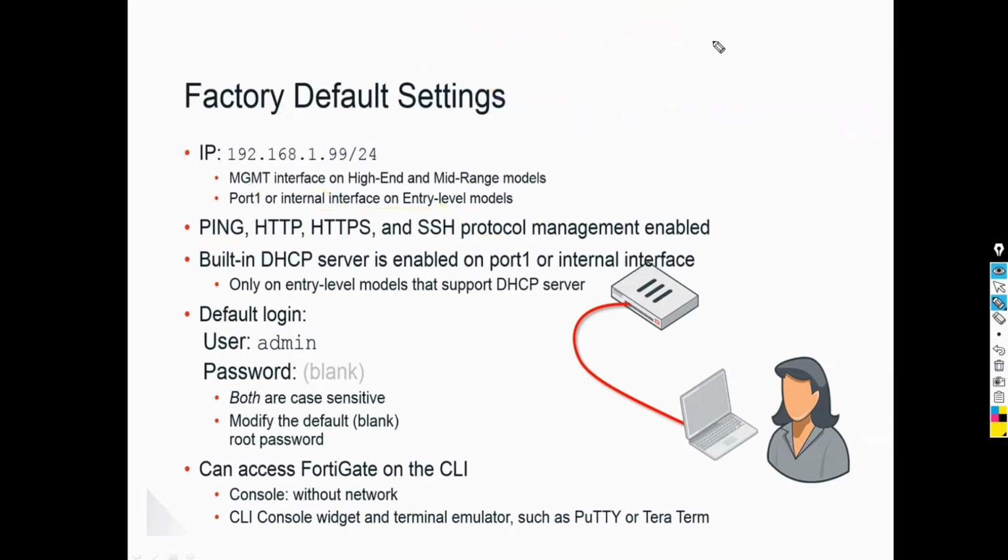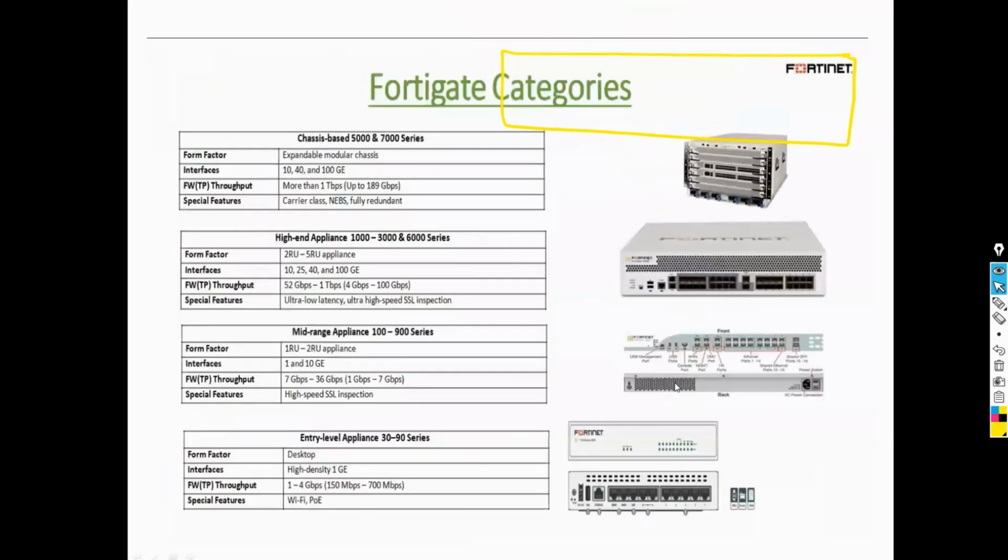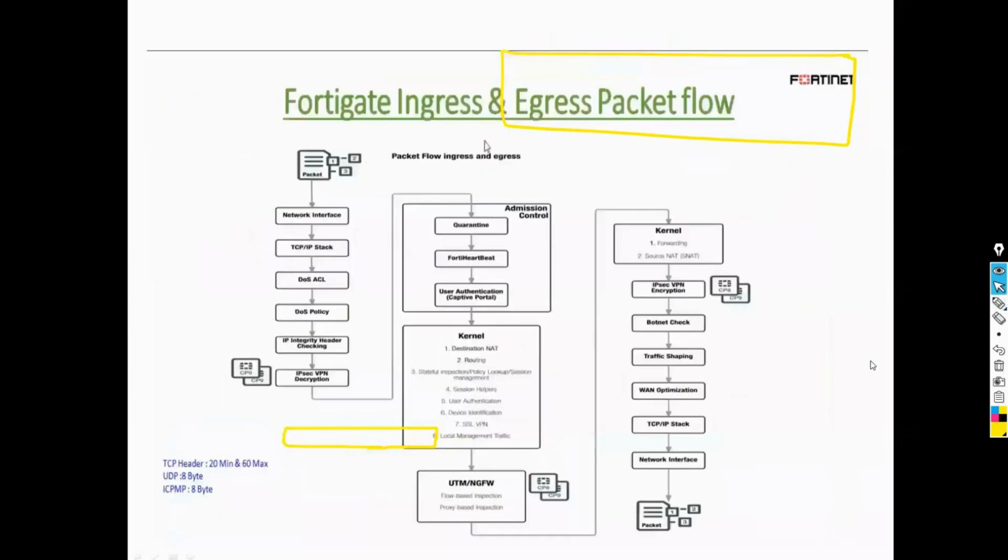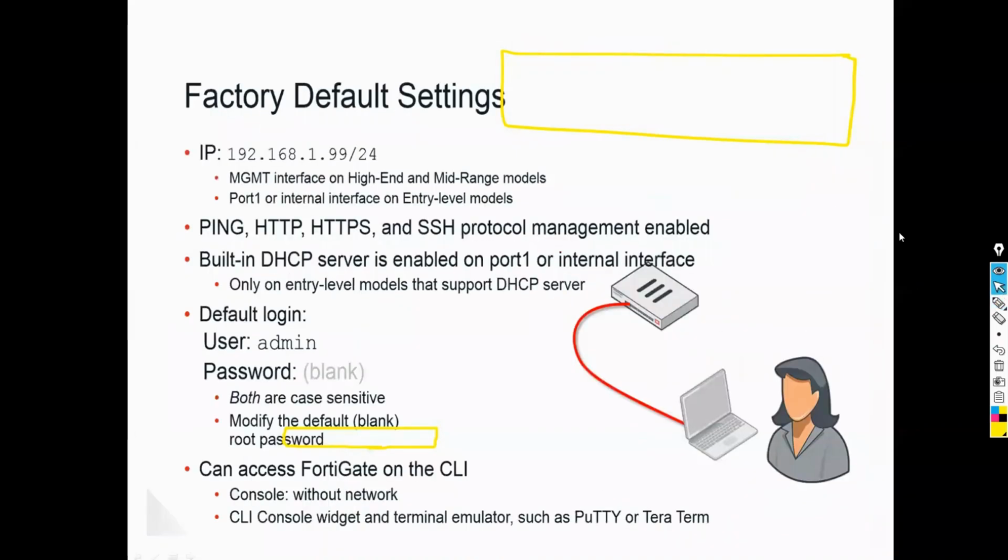Okay, in case you have an entry-level firewall, entry-level means what? We have the series between 40 and 90 series. This is the entry-level firewall. So on an entry-level firewall box, we have only data interfaces. For example, port number 1, port number 2, port number 3, 4, 5, 6.